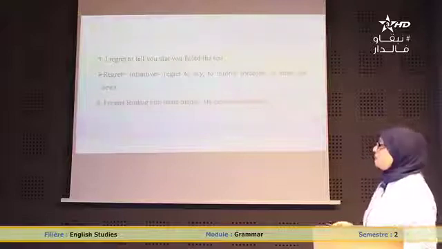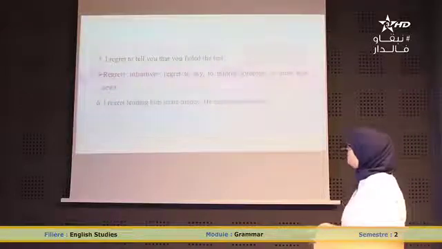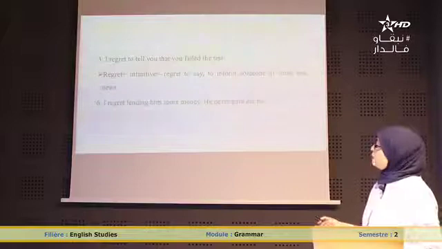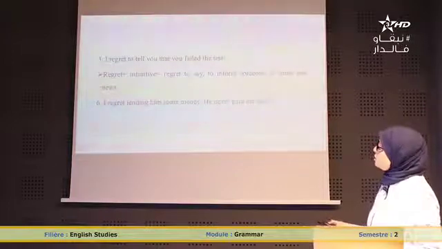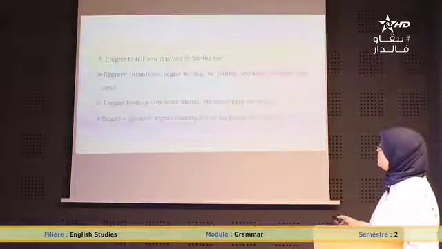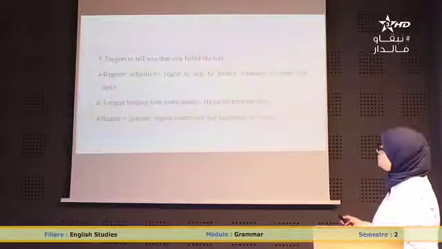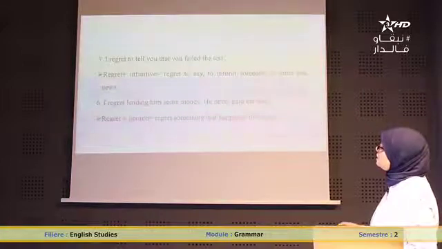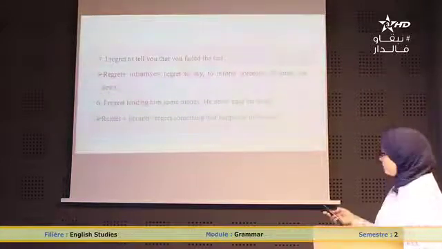Look at the following example. I regret lending him some money. He never paid me back. We have here regret plus gerund, and here the meaning is that you regret something that happened in the past. I regret lending him some money, so we are talking about the action of lending in the past.